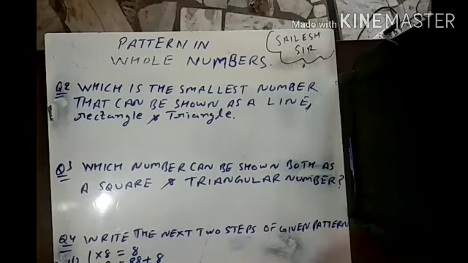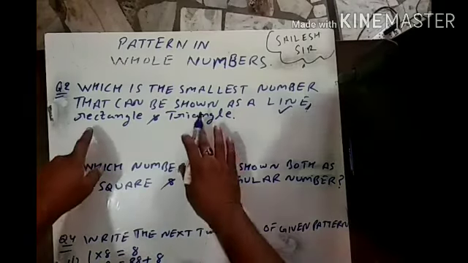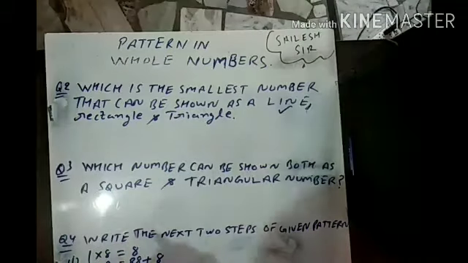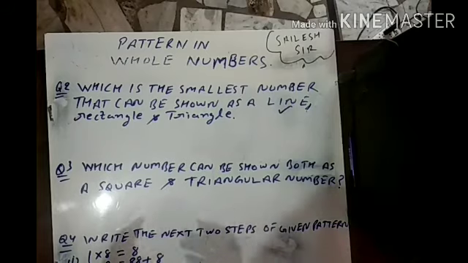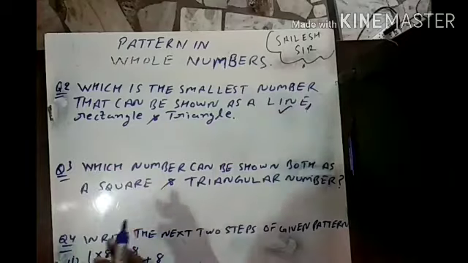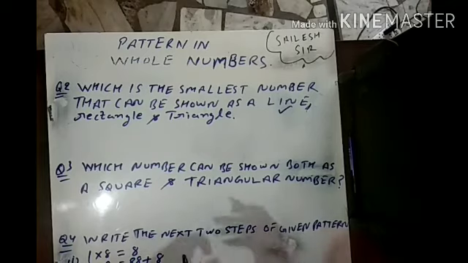As we know, every whole number greater than 1 can be represented as a line. So there is no problem in the case of line. After that, rectangle. The number should be of that kind that can be represented in rectangular and triangular patterns. So I start from number 2. If I take number 2, it can be represented as a line. So leave it. It can't be represented as a rectangle or triangle. After that, 3 can be represented as a line, but it can't be represented as a rectangle. It can be represented only as a triangle.